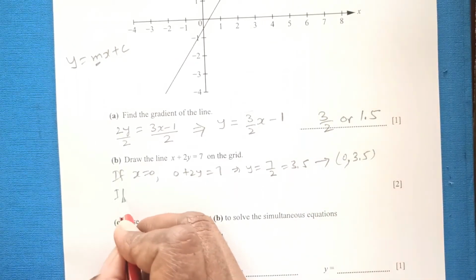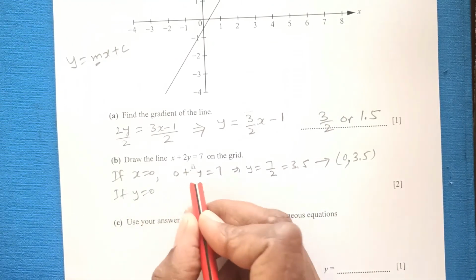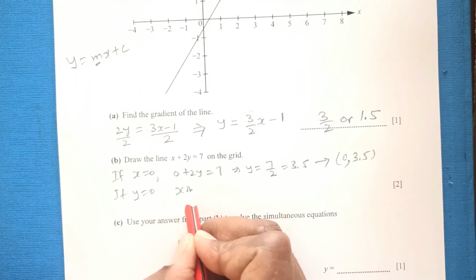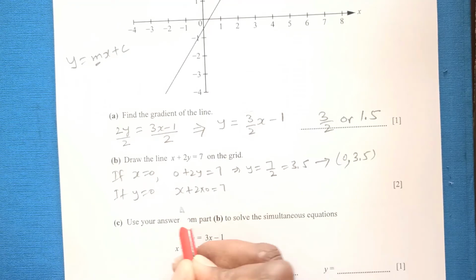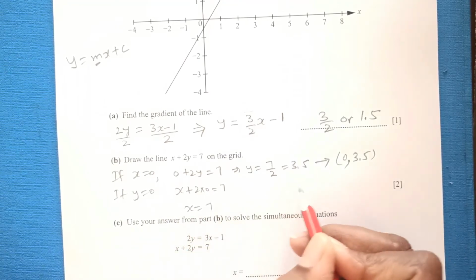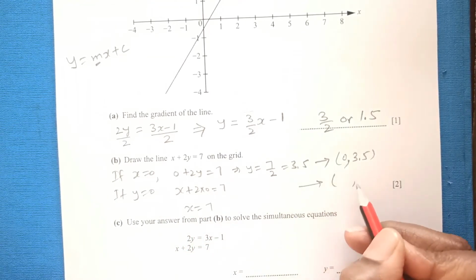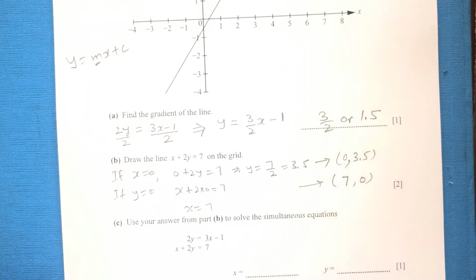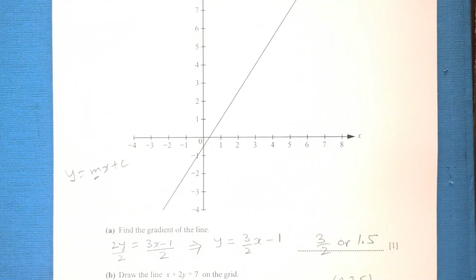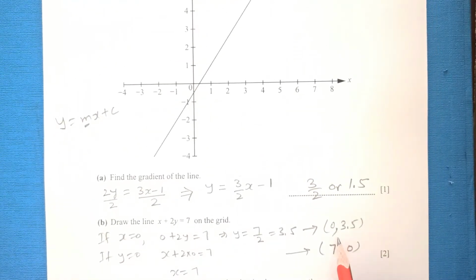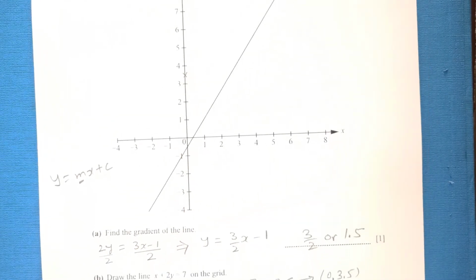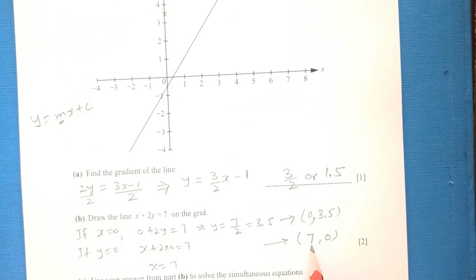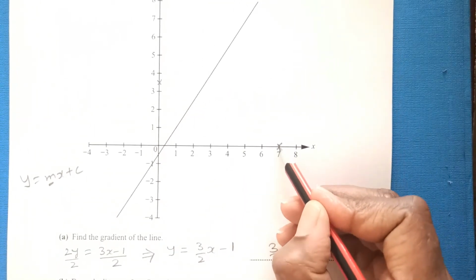Now if y is 0, then x plus 2 times 0 equals 7. So x will be 7. So another point is y is 0, x is 7. So we can plot these. The first one, x 0, y 3.5, is this one. Then x 7, y 0 is this.